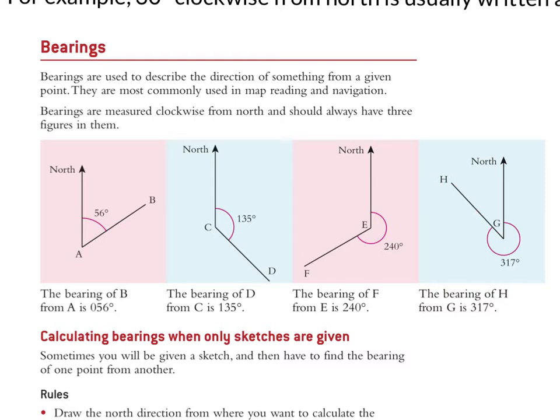So the bearing where it's "of" is where you're going to go to, but "from" is where you're at to begin with. So the bearing is from G, so from the G will be at that point where the angle is created.